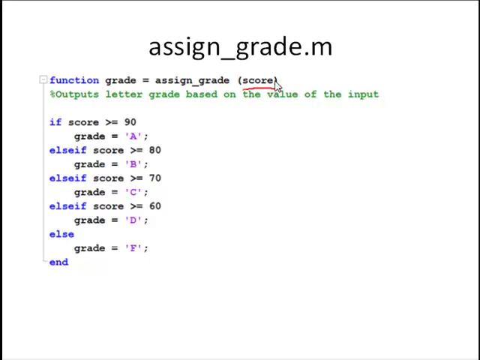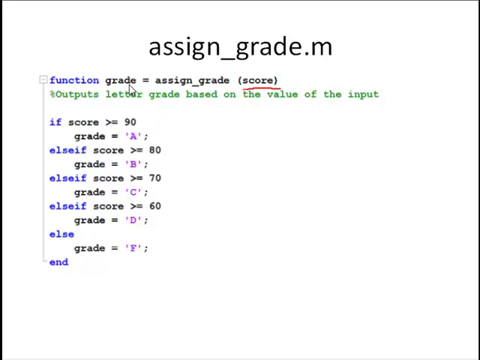So here we're using a standard grading scale, and we're going to say if the score is greater than or equal to 90, the grade's going to be an A. Else if the score is greater than or equal to 80, the grade's going to be equal to a B. Else if the score is greater than or equal to 70, grade is equal to C, and so on. Lastly, if it's not greater than or equal to 60, we get the else, and the grade is equal to F.